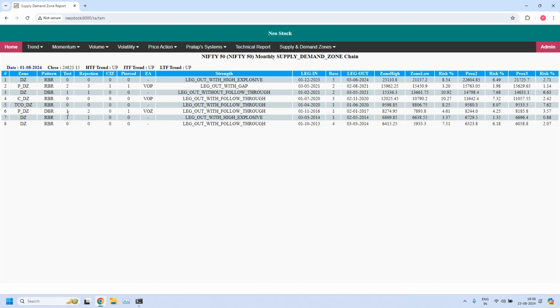You can also look into test column and rejection column to check whether the zone is tested. Always remember, you should look for tested zones only for LTF zones. ITF and HTF zones you need not worry about whether the zone is tested or fresh. No, it doesn't make any difference. Entry zone should be a fresh zone. If it is a high liquidity zone, it supports multi-testing. No issues.